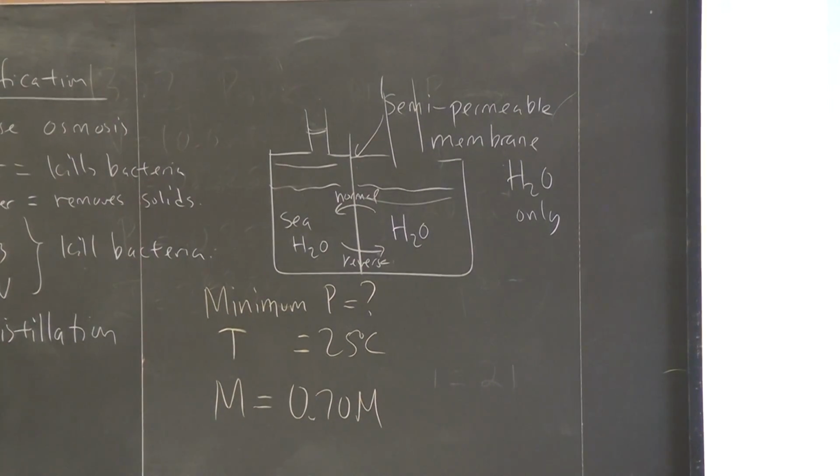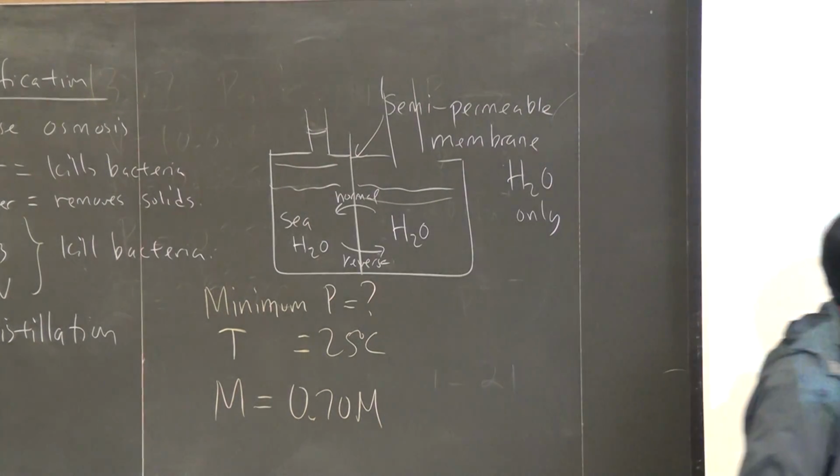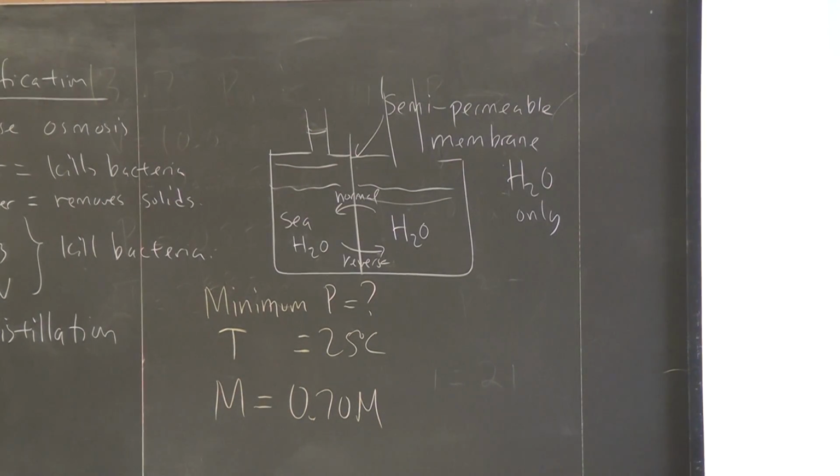So based on this information, can we calculate the minimum pressure? And what equation will we use to calculate? What I'd like you to do is calculate that minimum pressure using this osmotic pressure equation. Okay, so let me erase this stuff here.